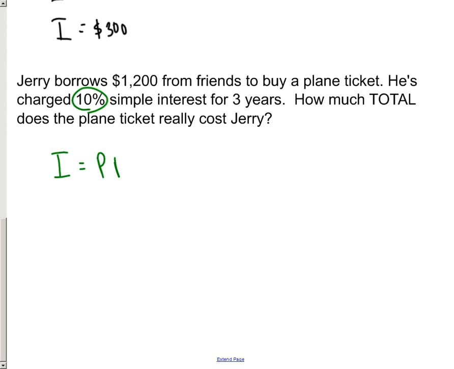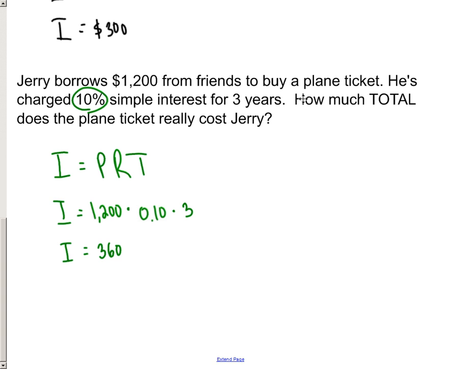So here we go. Here is our easy formula. He borrowed $1,200. He has a 10% interest rate. And the T is for time, and he's going to pay this back in 3 years. So we just run that through our calculator, 1,200 times 0.10 times 3. And it turns out it's $360 interest, because that's what the I stands for.